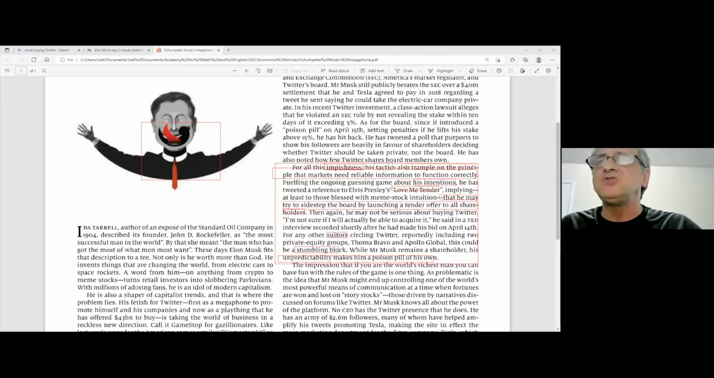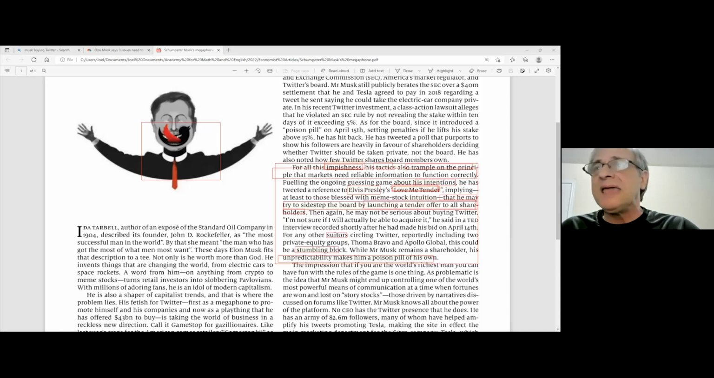Because what he did, he tweeted a reference to Love Me Tender by Elvis Presley. Ethan, have you ever heard Elvis Presley songs? No. So Elvis Presley was a famous singer back in the 1950s, and one of his famous songs was Love Me Tender. It was a love song, between a man and a woman, love me tender. Well, tender also has another meaning. Tender, when you want to buy shares, you launch a tender to offer shareholders.